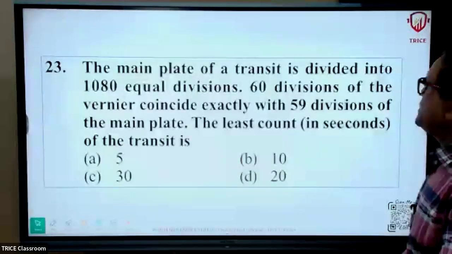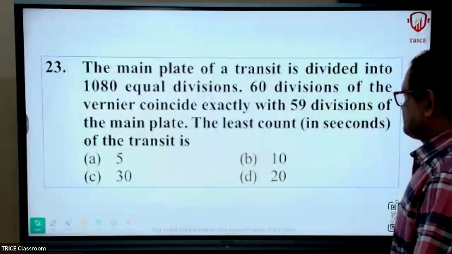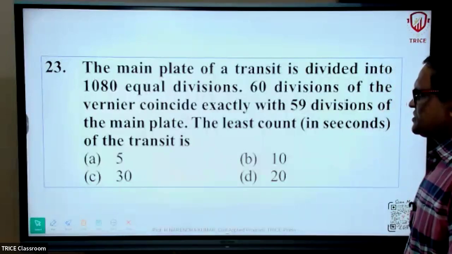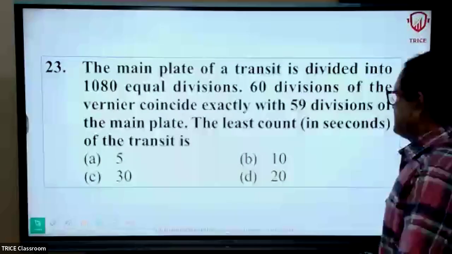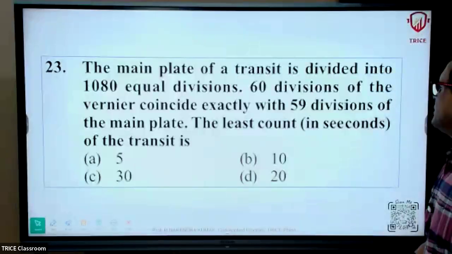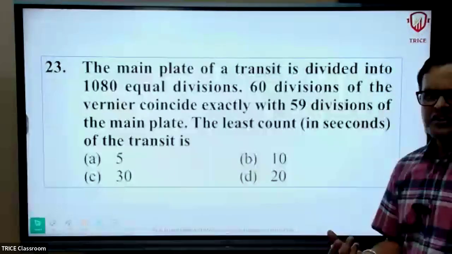Next one, 100. This is related to your theodolite. I still remember in the viva, we ask the same question. First question is, what is the least count of theodolite? Everybody knows theodolite has a least count of 20 seconds.